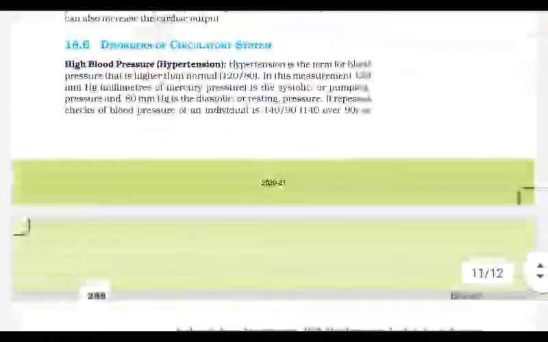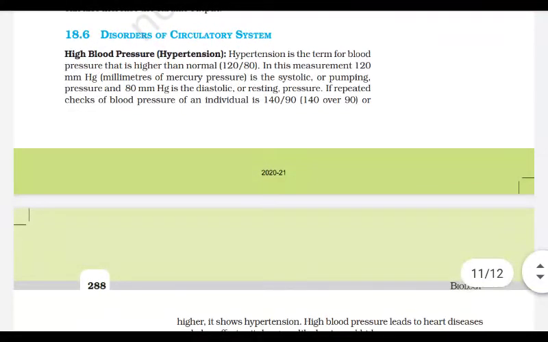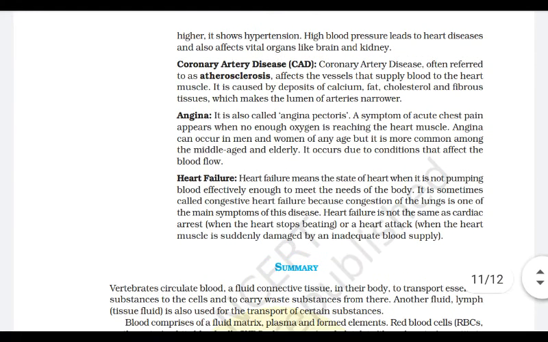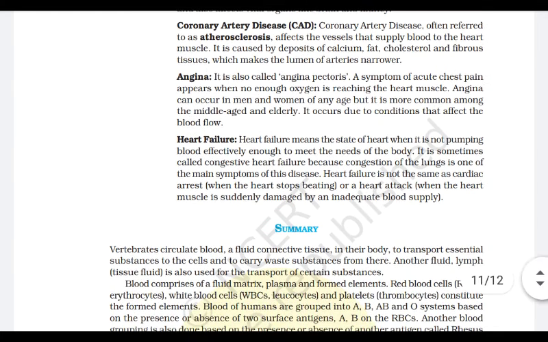The last topic is the disorders of the circulatory system. First, high blood pressure. The normal blood pressure is 120 upon 80, and if the blood pressure of an individual is 140 upon 90 or above, then it is hypertension or high blood pressure. It is very dangerous, and it leads to heart disease, and it affects vital organs like the brain and the kidney.